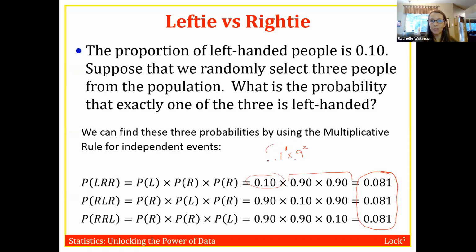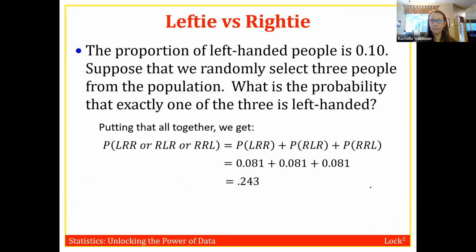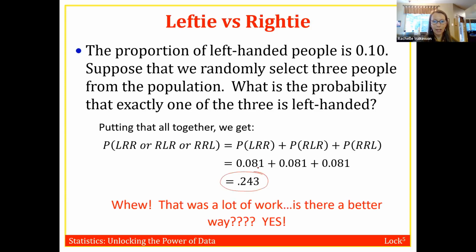Okay, so I could figure out that probability, and then I have that 3 times for the number of ways that I was able to get one lefty out of 3 people. So I could just multiply that by 3, and that would be a little bit simpler way to get my answer, because now I'm going to add all those up here to come up with my answer. So that all seems really complex, like I said, and there is a better way, and we're going to talk about what that better way is.